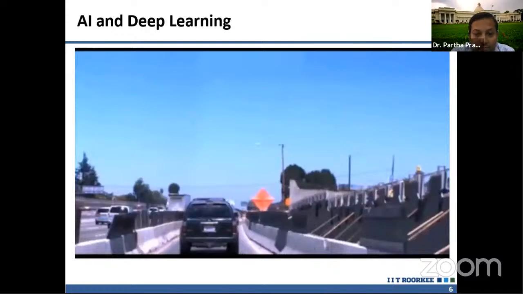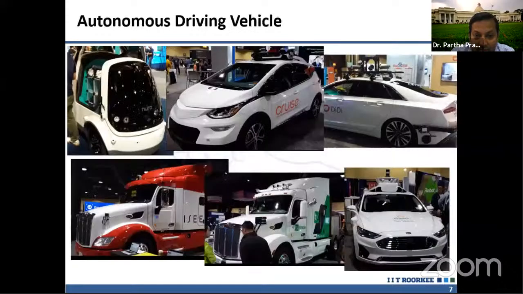Okay, so this started in 2010 onwards, when in the US there was a DARPA competition. DARPA is their defense organization. They launched these competitions for autonomous driving vehicles. Two years back, I was in the US at a conference, and I was surprised to see that there were many stalls which showcased their work on autonomous driving vehicles.